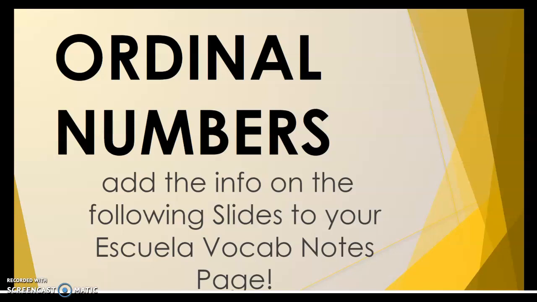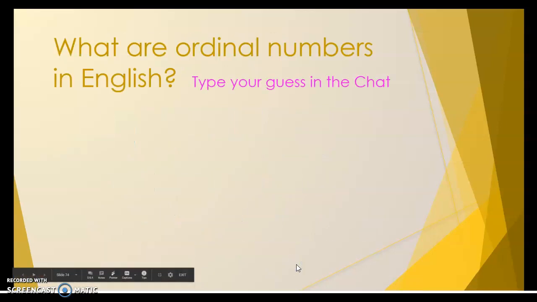Unit 4, Part 2, Ordinal Numbers. So you're going to be adding this to the Escuela Vocab Notes page that you've already completed. Make sure that you give yourself some space to fill in. You're not only going to be writing the words, what they are in Spanish and English, 10 words, but you're also going to take a few notes. So go at your own pace and pause as often as you need to and get this all completed.